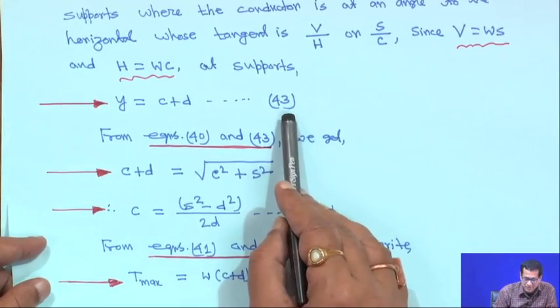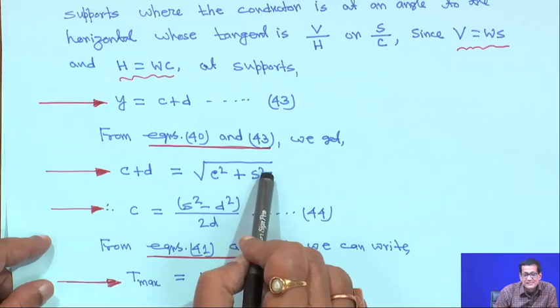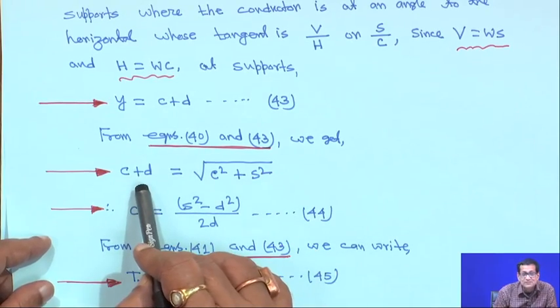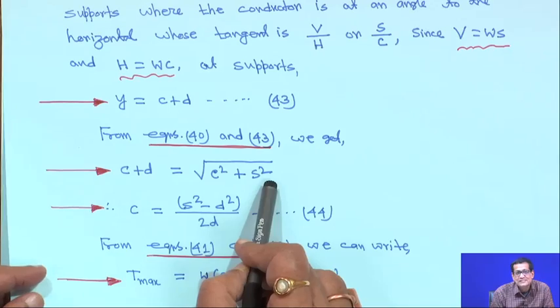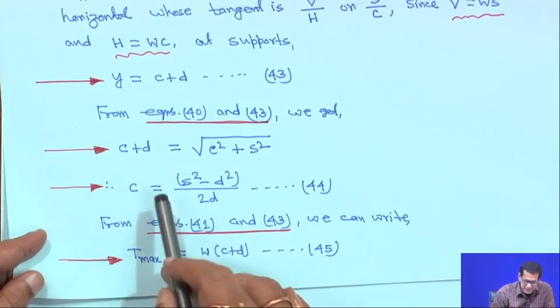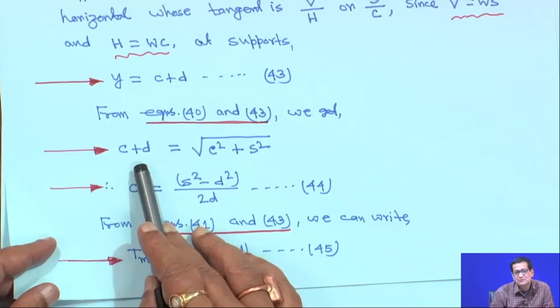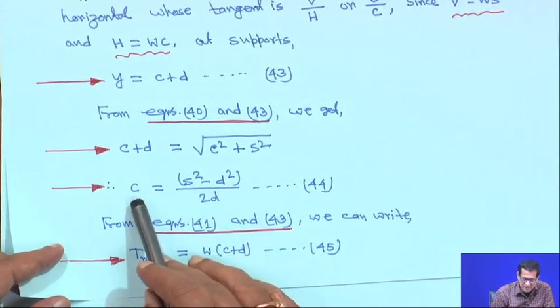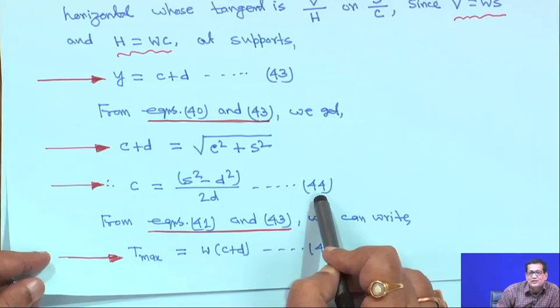So, this is equation 43. We have seen just now that y is equal to root over c square plus a square, that means y is equal to c plus d. So, c plus d is equal to root over c square plus a square. Squaring both sides and simplifying, you will get C is equal to A square minus D square upon 2 D. This is equation 44.